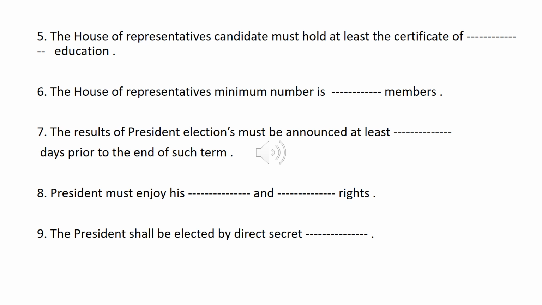Question number 8. President must enjoy his civil and his political rights.